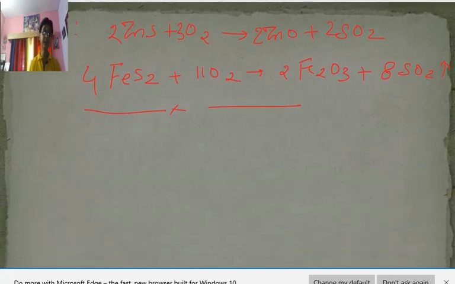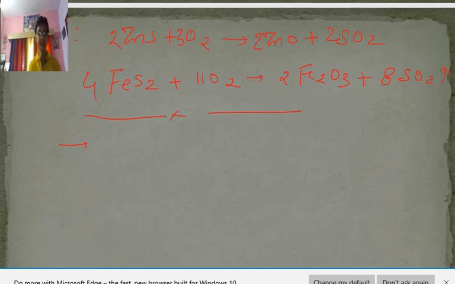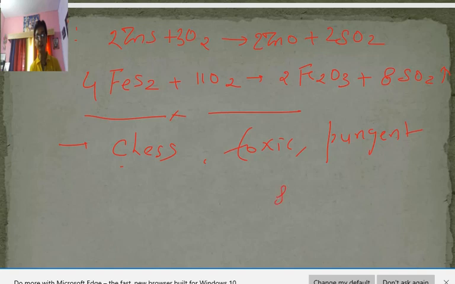The physical properties of sulfur dioxide gas. Sulfur dioxide is a gas in nature, but it is colorless. Second, it is toxic in nature. Next, it has a pungent smell and suffocating odor. Sulfur dioxide is colorless, toxic, with a pungent smell and suffocating odor.